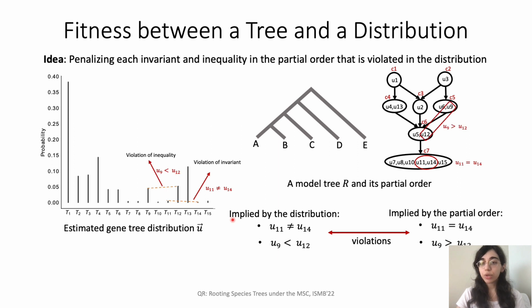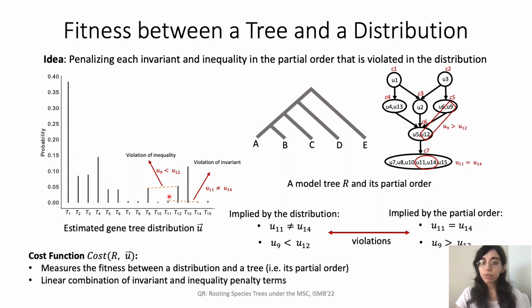So, for example, U12 must be less than U9 according to the partial order, but the relationship is reversed in a distribution. So we define a cost function based on a linear combination of these invariance and inequality penalty terms that are specific to a rooted tree to measure the fitness between a given distribution and the tree. And this cost function is defined so that given an estimated distribution, it's minimized for the model tree whose partial order best explains this distribution.